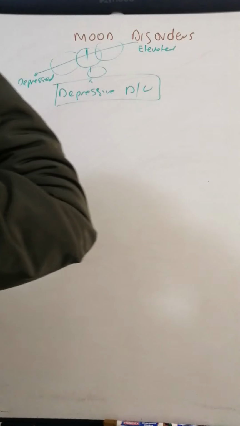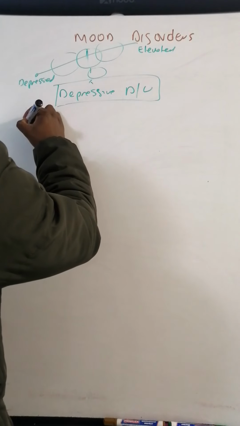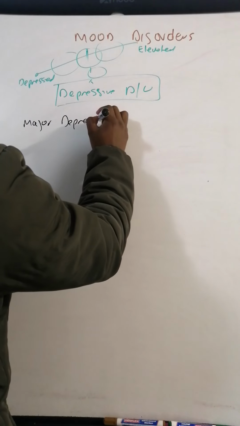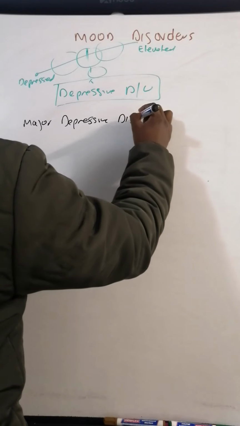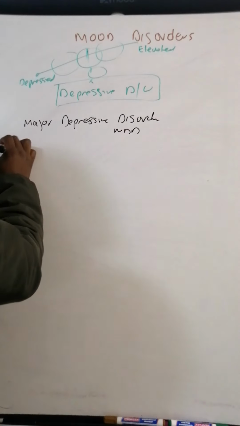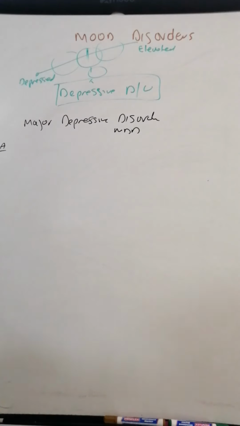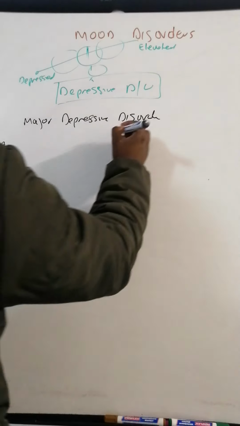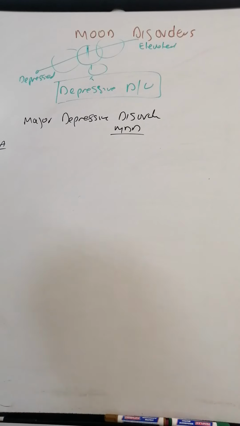The first condition we're going to be talking about is major depressive disorder, also known as MDD. Guys, criteria are very important, ne? Criteria are very, very, very important. It's important to know the criteria. So, major depressive disorder, also known as MDD, is the first depressive disorder that we're going to be talking about.